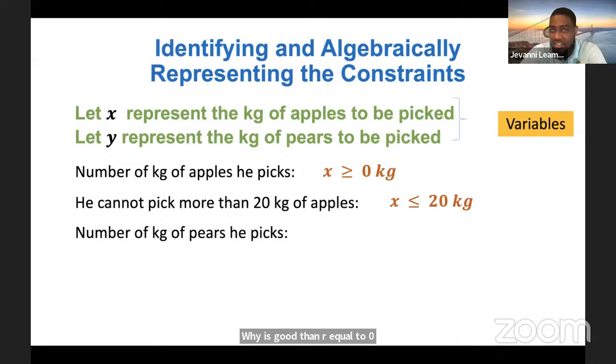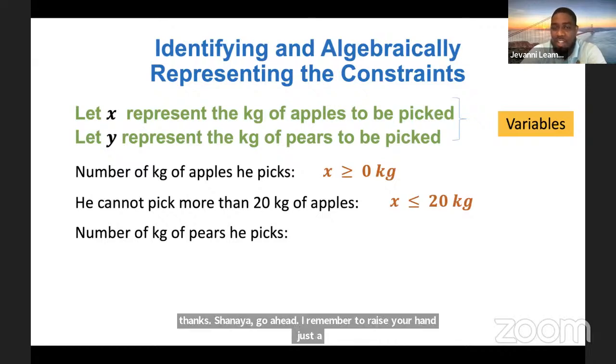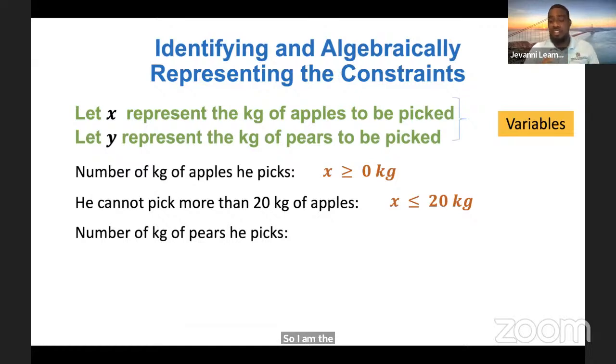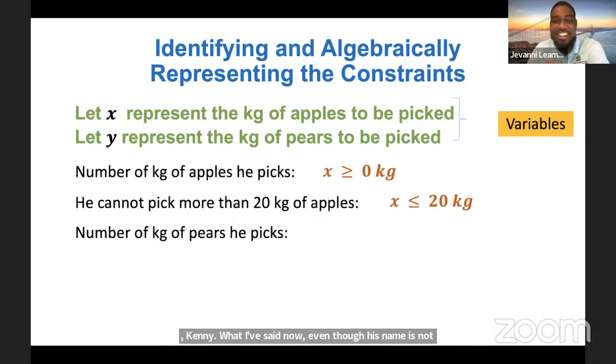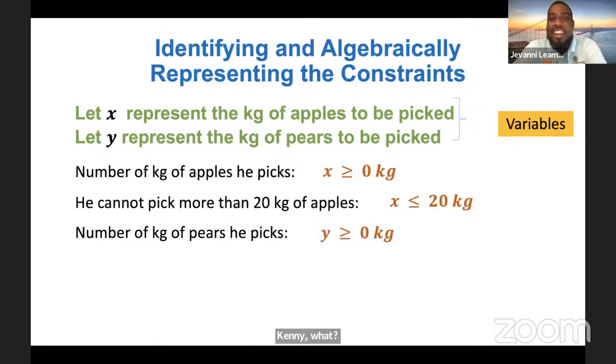All right, thanks. Shanoya, go ahead. And remember to raise your hand. Sure, I agree. You agree too. All right. I guess everybody's agreeing. I see 3 persons. All right, so that's our 3rd inequality that you would have gotten.